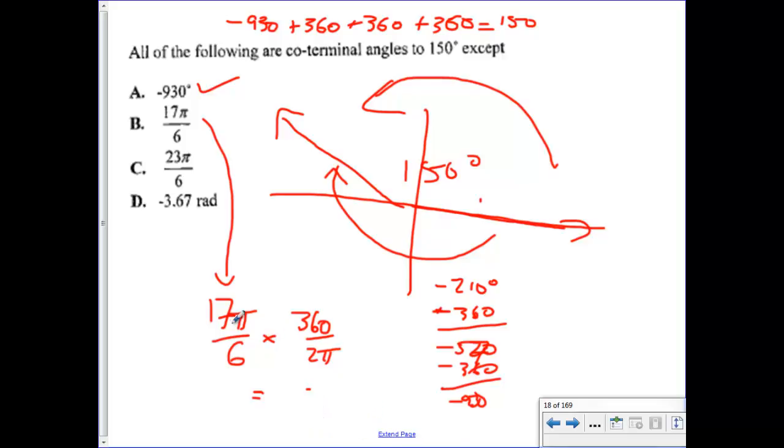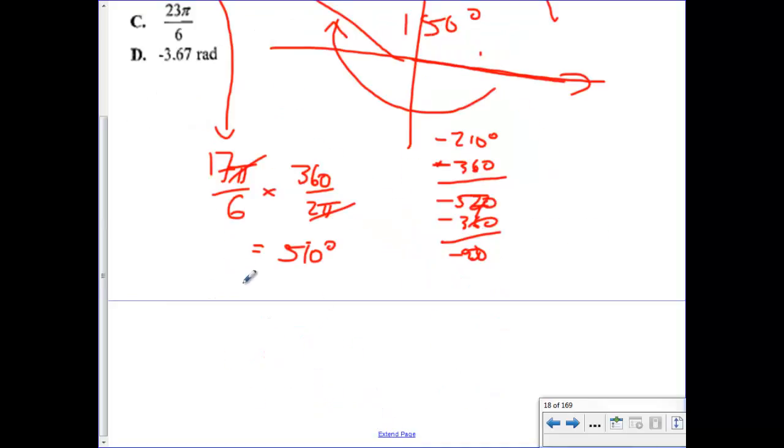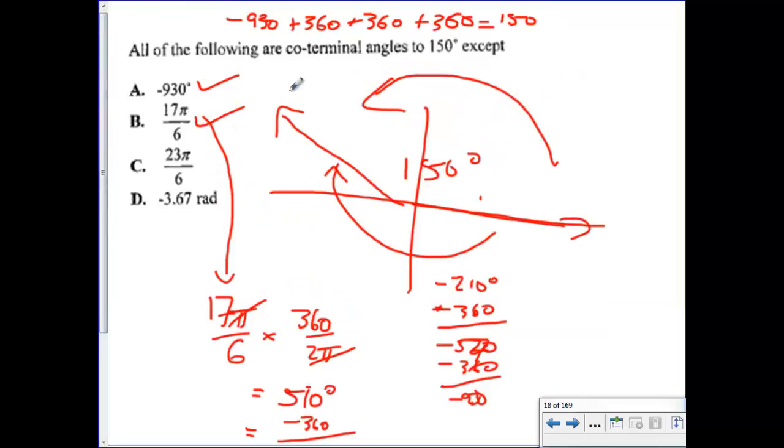Divided by... it's 510 or something. 510. Yeah. And then subtract 360. Okay, well 510 just means you went around the circle a few too many times. So if you were to subtract 360, you get 150. So therefore, this one is also correct.